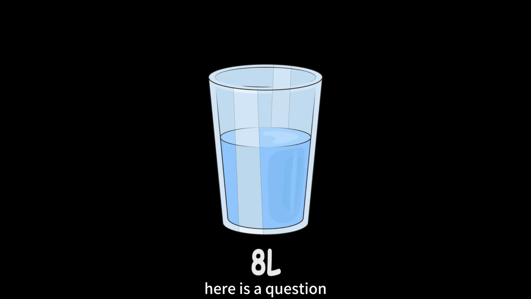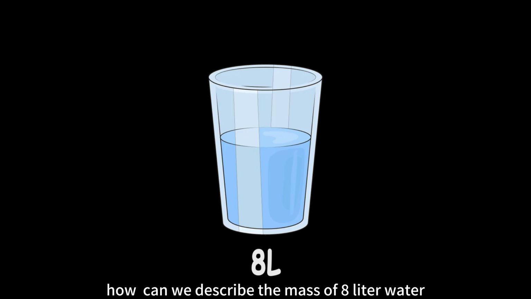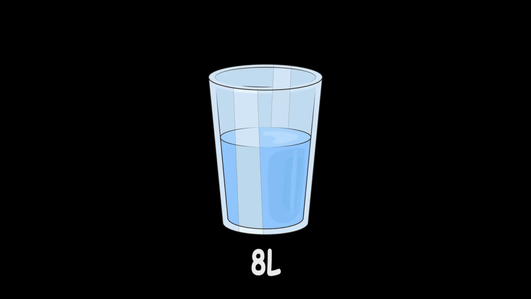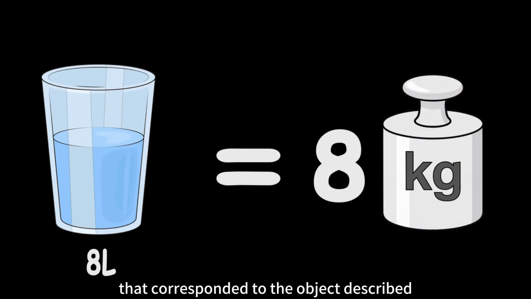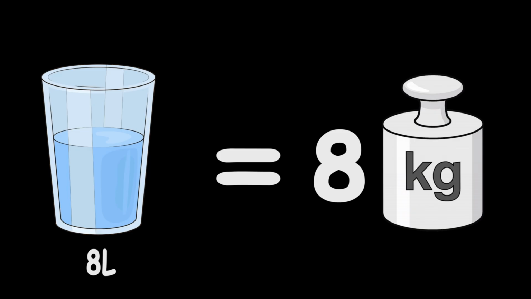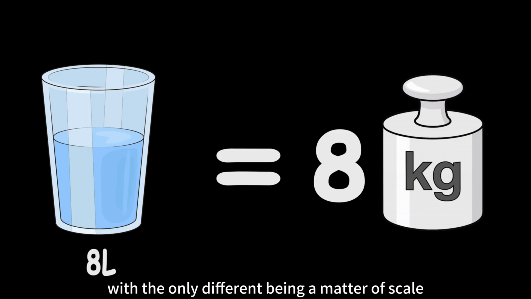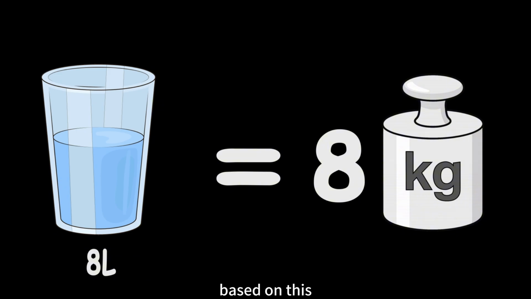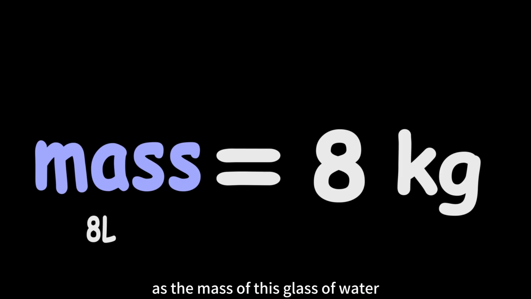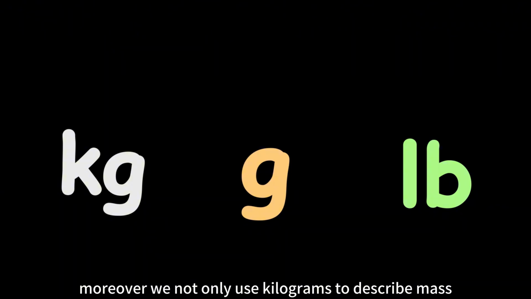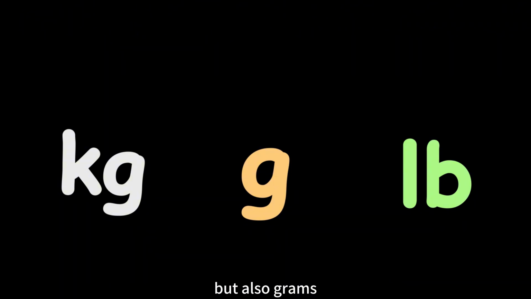Here is a question. How can we describe the mass of a liter of water? We must first establish a unit that corresponds to the object described, with the only difference being a matter of scale. Based on this, we can derive a number and define it as the mass of this glass of water. Moreover, we not only use kilograms to describe mass, but also grams, pounds, and so on.